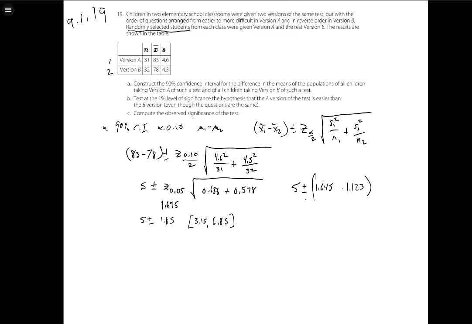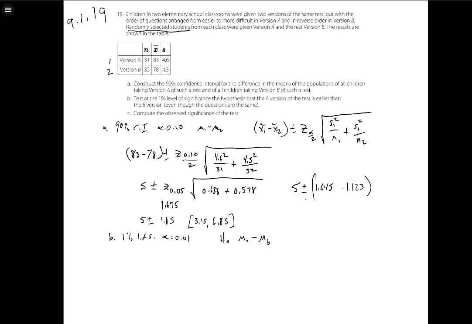Okay, so B, let's now test the hypothesis at a 1% level of significance. Our alpha is going to be equal to 0.01 here. And the hypothesis is that the A version of the test is easier than the B version of the test, even though the questions are the same. So interesting one here. So how do we interpret that? So for our null hypothesis, so our mu of A minus mu of B.